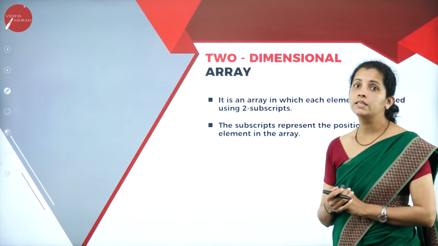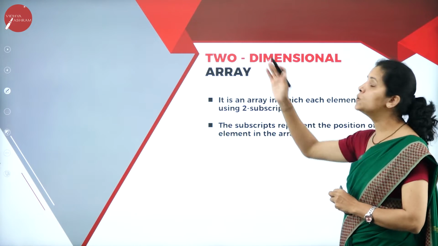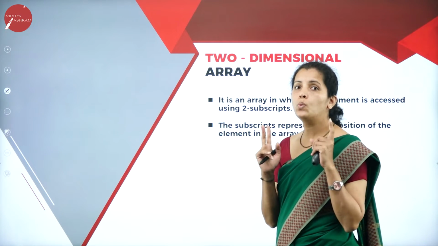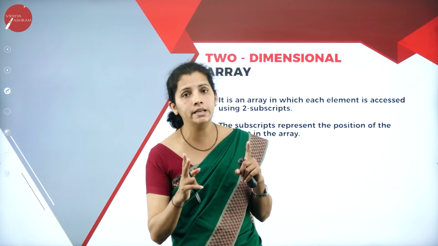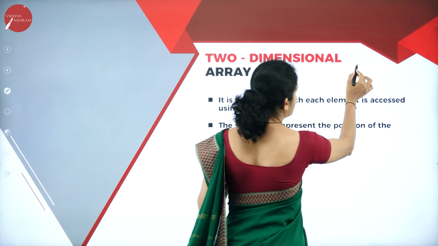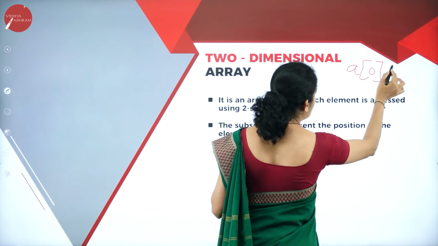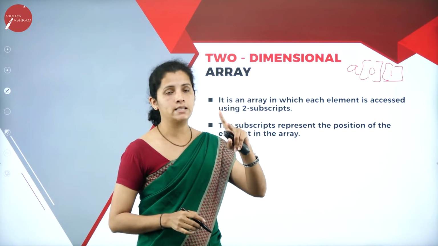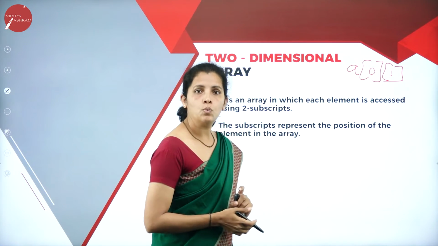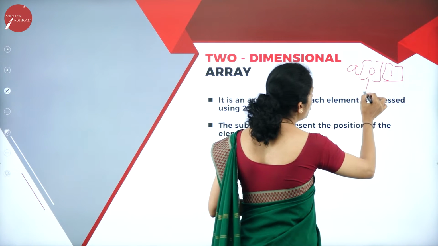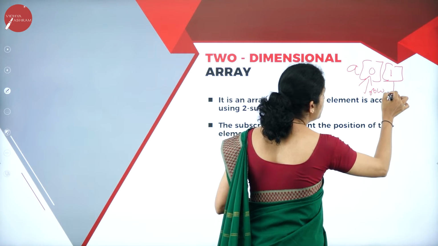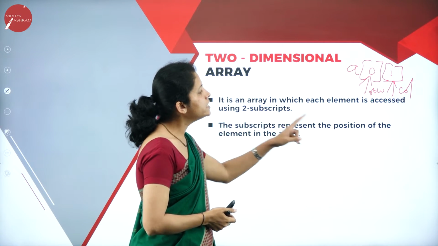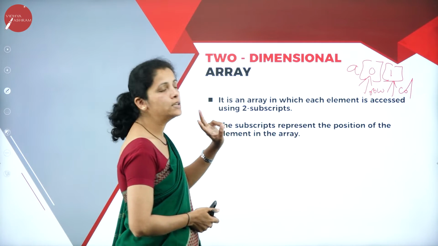Now I am going to have the second type of array, that is two-dimensional array. So here the name itself indicates 2. So what is 2 here? That is nothing but 2 indices or 2 index. For example, if I write 0, 1, here I am having 2 index. One is 0 and another one is 1. So here this is always my row and this is always my column representation. It is an array in which each element is accessed using 2 subscripts.